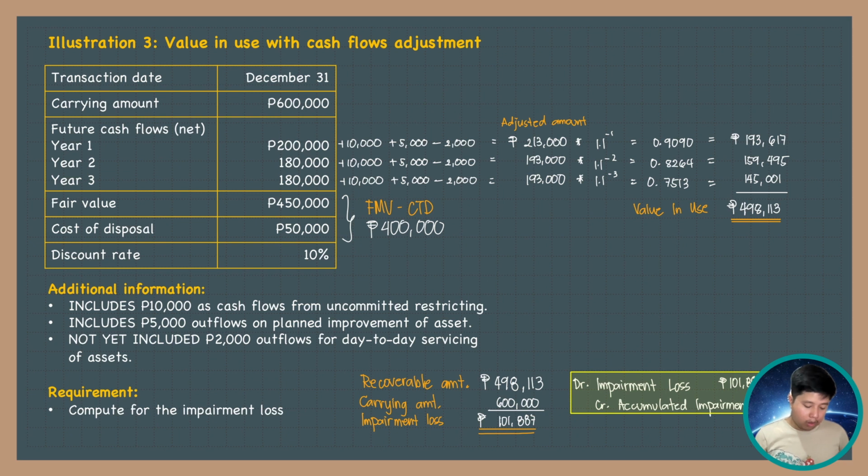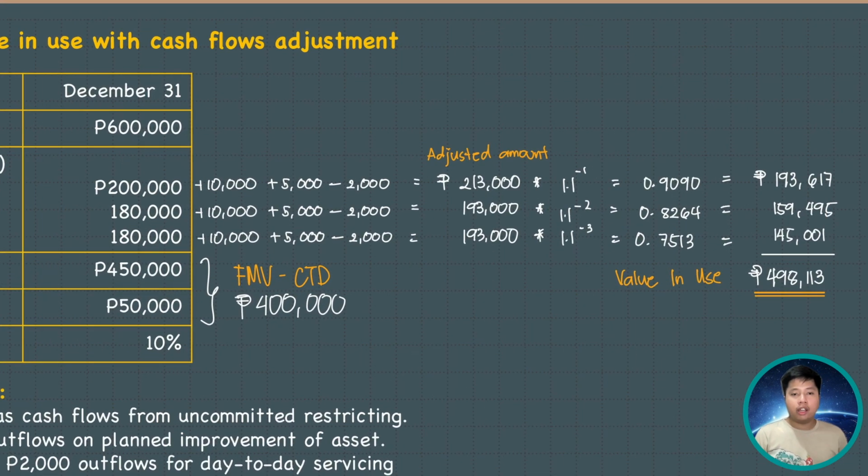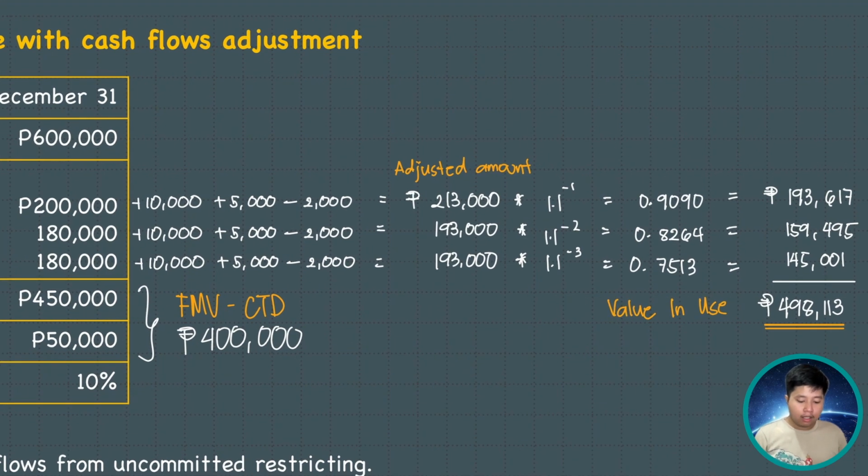Since there are outflows that should not be included as part of cash outflows under PAS 36, we are going to add back the 10,000 pesos and 5,000 pesos because they are related to the uncommitted restructuring and the 5,000 pesos is related to the planned improvement of the asset. But we are going to deduct the 2,000 pesos outflow because that is related to the day-to-day servicing of the assets. After taking into consideration all the adjustments, the adjusted amount for year 1 is 213,000 pesos.